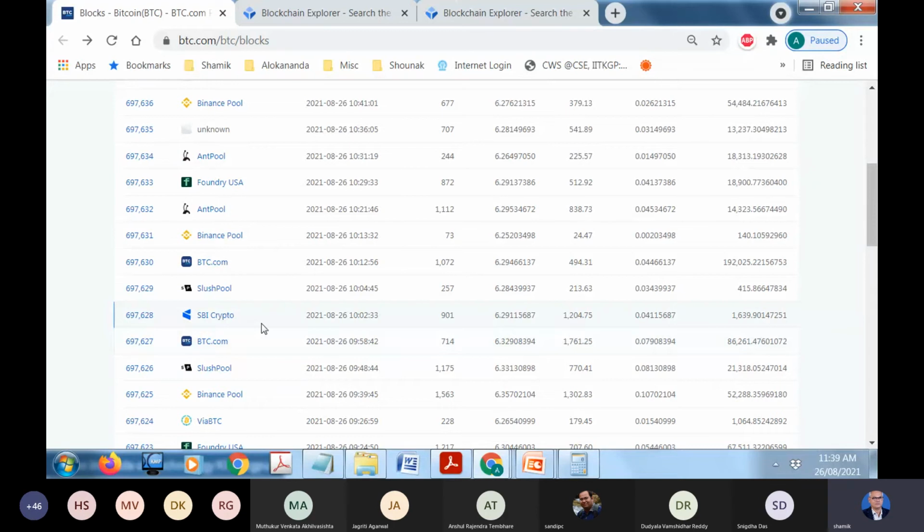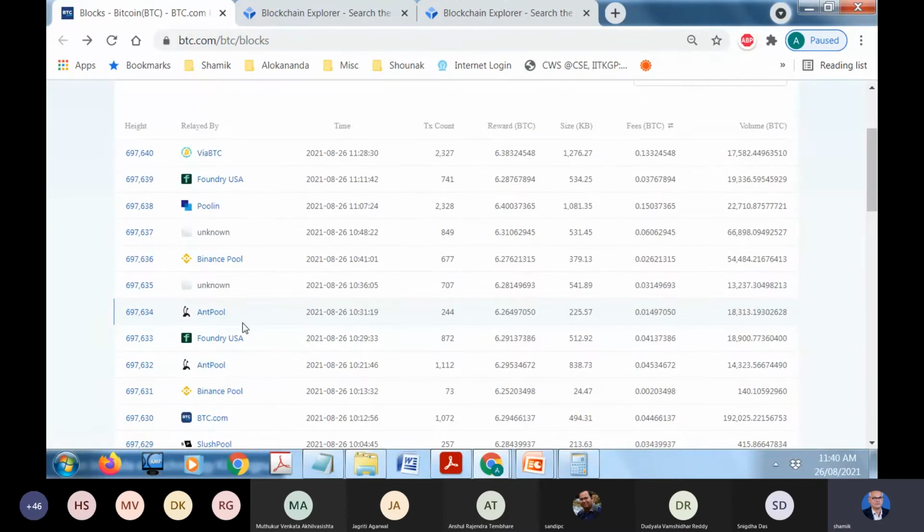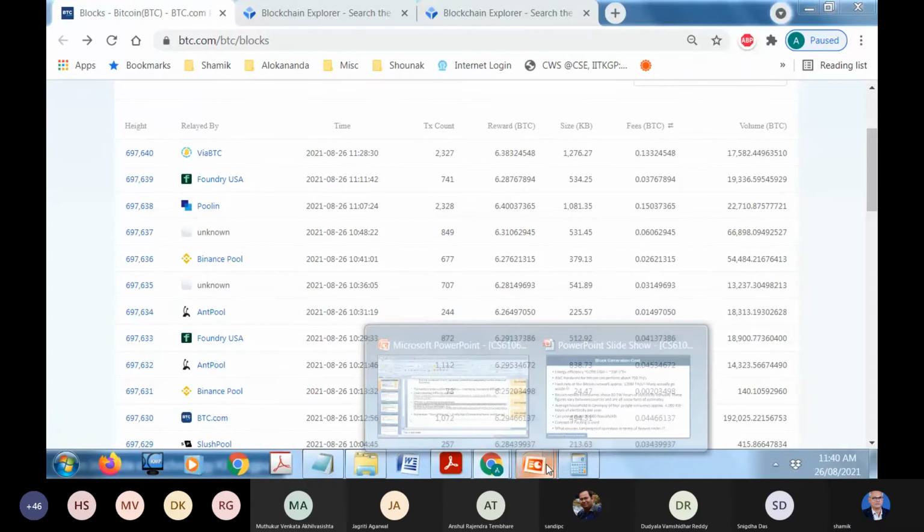So most of these are groups who pool their resources, and they are able to mine. You will not find Shamik Sural mining one of these. It is very unlikely. So that is what you need to keep in mind, and they are spending a lot on their hardware and its upgrading.